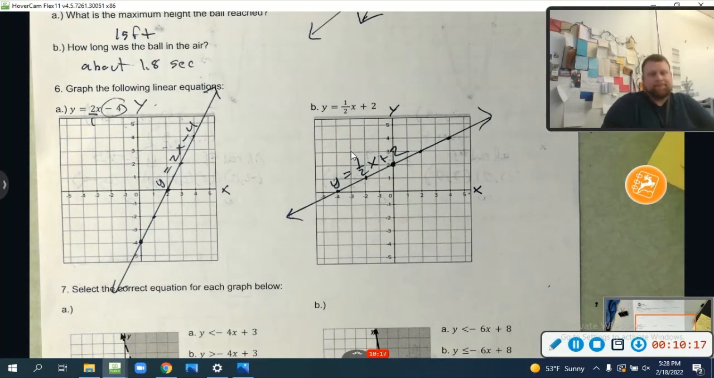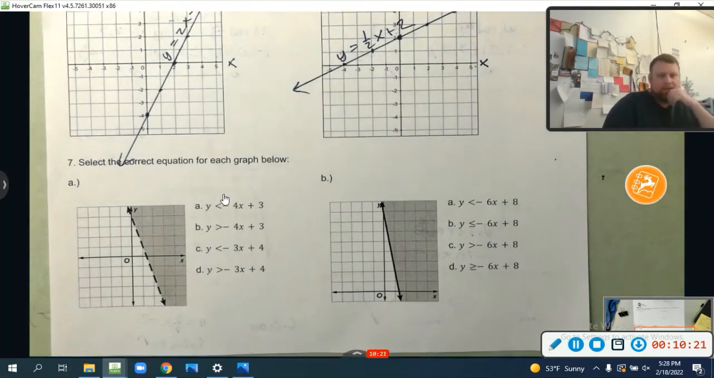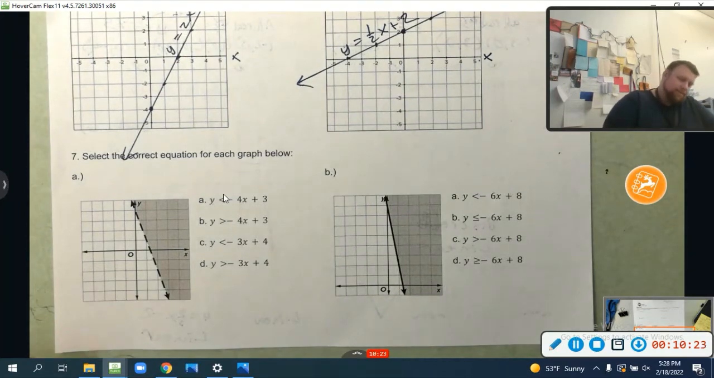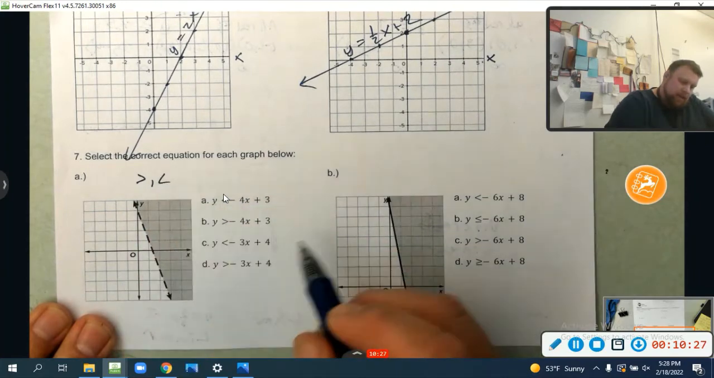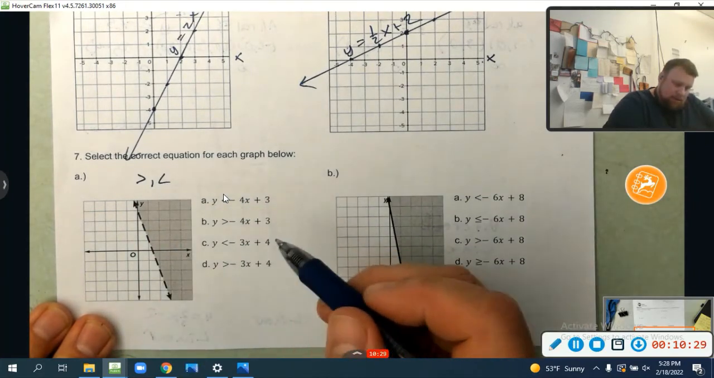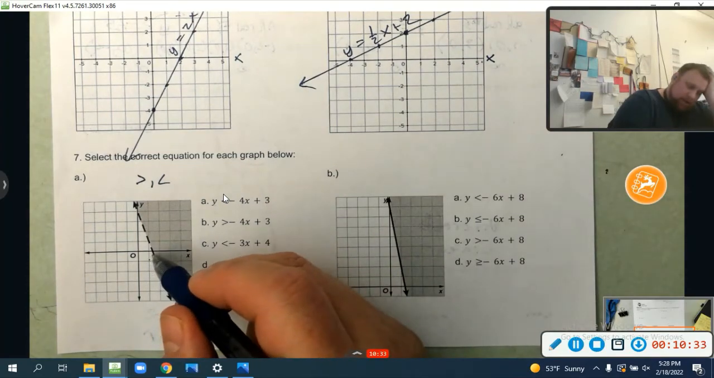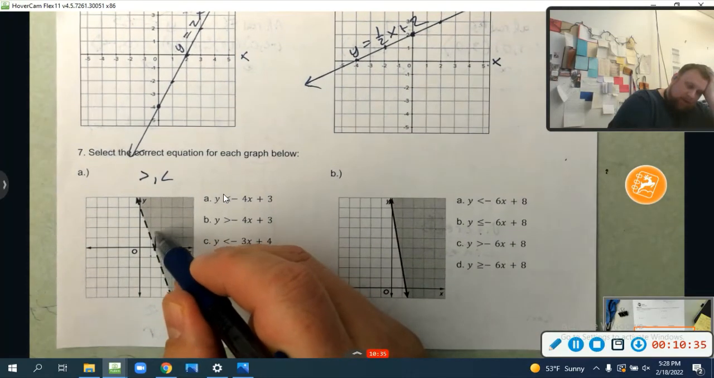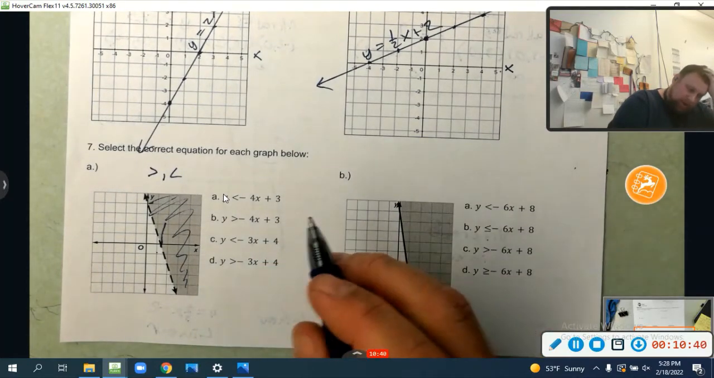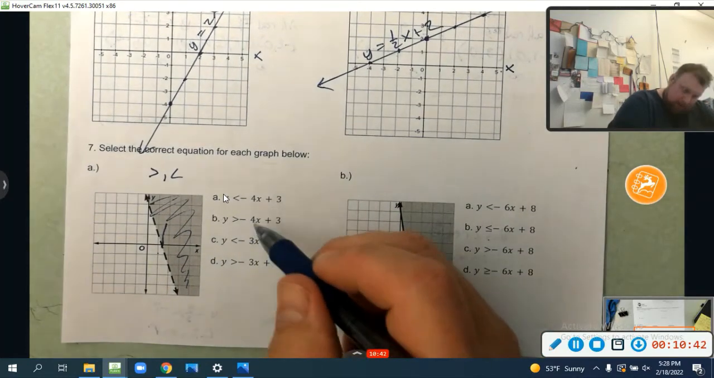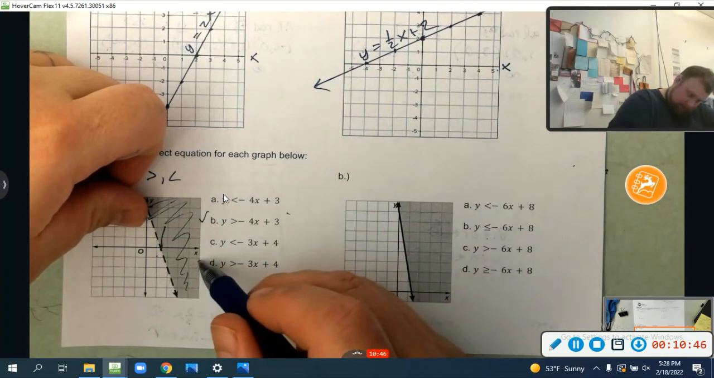Okay, there you go. Select the correct equation for each graph below. All right. First of all, it's a dashed line. It's dashed when it's greater than or less than, which means it could be any of those. Now, if I put my pen on the line and I go up, we drew in the upper boundary, which means it's greater than, so y is greater than. So we're down to either B or D.